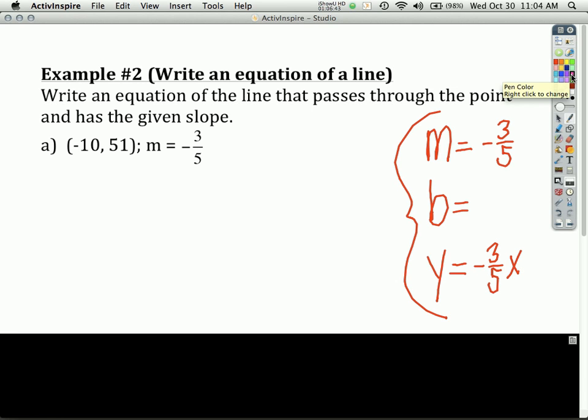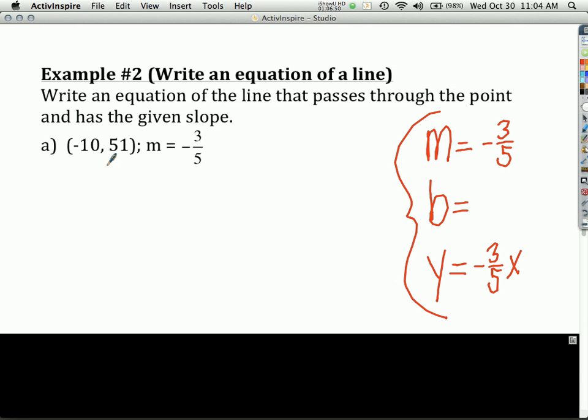This time, Kamoy's question from earlier doesn't even apply because we're only given 1 point to use. We don't have a choice. So we just have to use y equals mx plus b and plug in the information. Y is 51. Don't make the mistake that Catalina pointed out. Make sure you put the numbers in the right place. Slope is negative 3/5. X is negative 10, plus b.